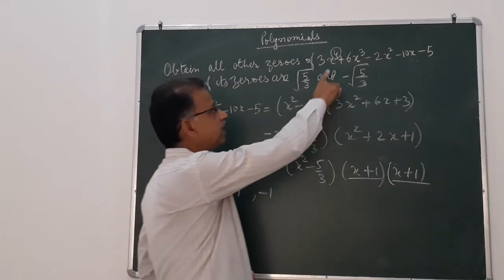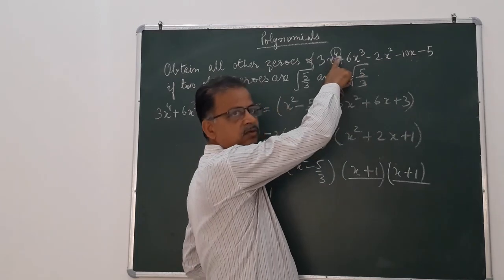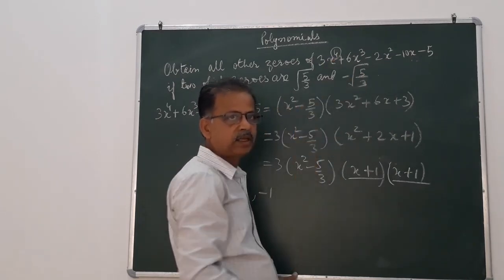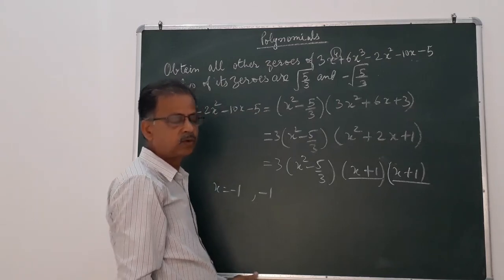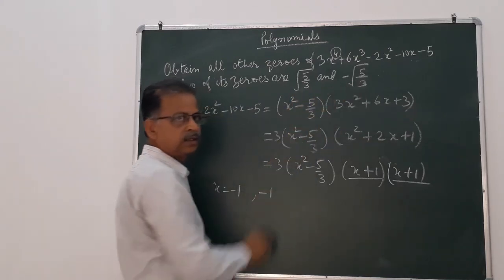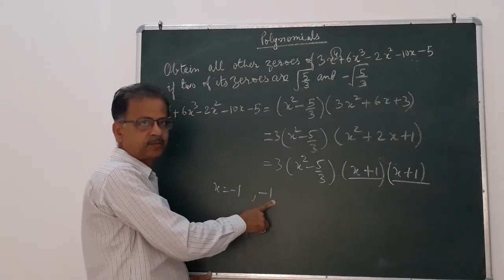And we observe that degree of the given polynomial is 4. It means this polynomial can have at most 4 zeros. Out of 4, 2 zeros were given and remaining 2 zeros are same.